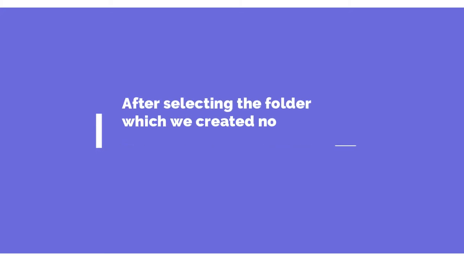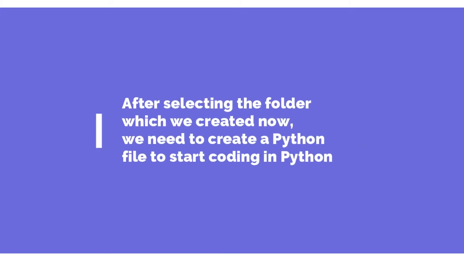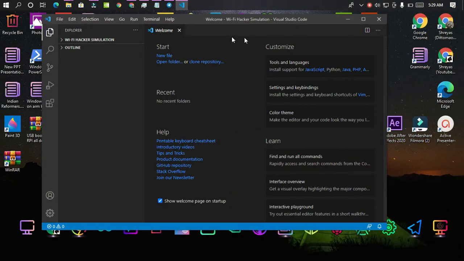After selecting the folder which we created just now, we need to create a Python file to start coding in Python. Click on the folder drop-down which we had selected before and click on the Add File icon and name the file whatever you want, but do not add spaces to the file name, and add the .py file extension at the end, which will create a Python file, and hit enter.